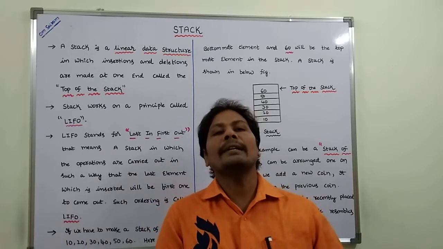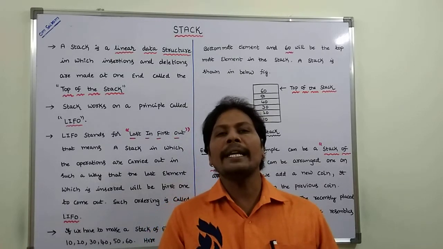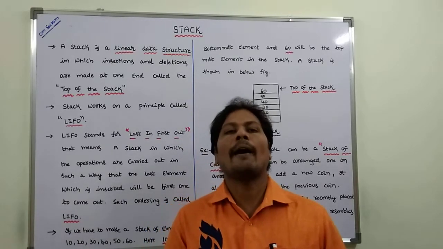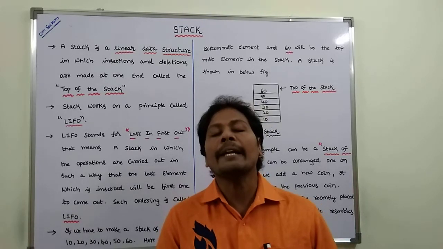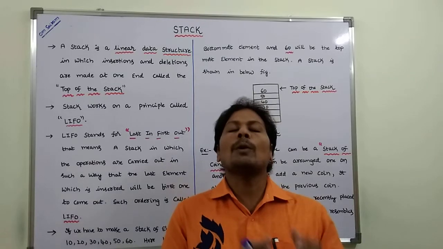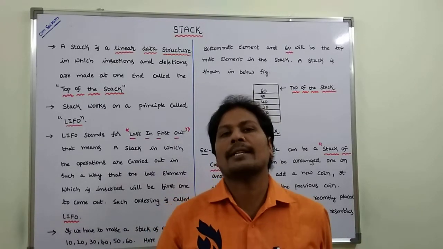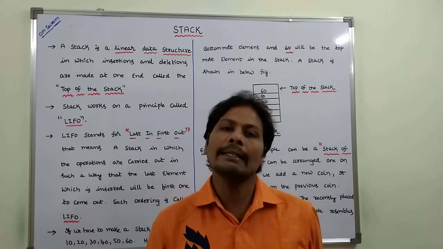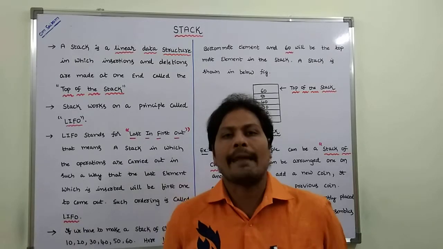Next one, second one, non-linear data structures. In non-linear data structures, the elements are organized in non-linear fashion. So the examples for non-linear data structures are trees and graphs. Okay. Now we go for stack.